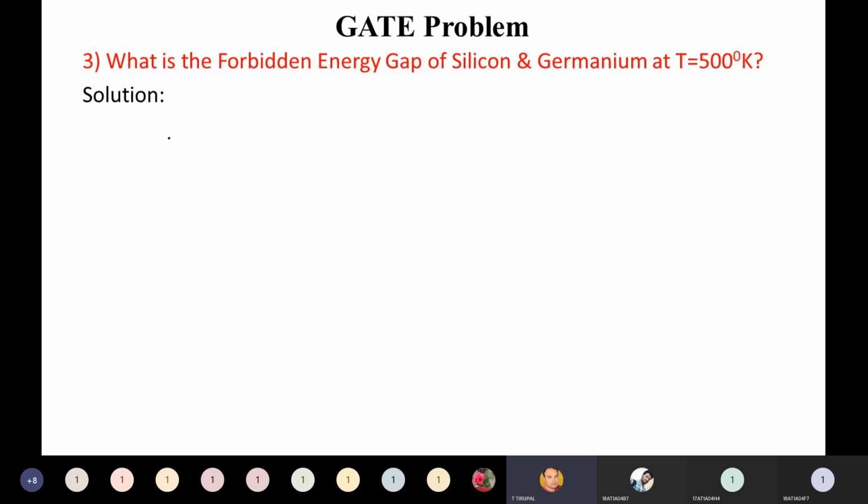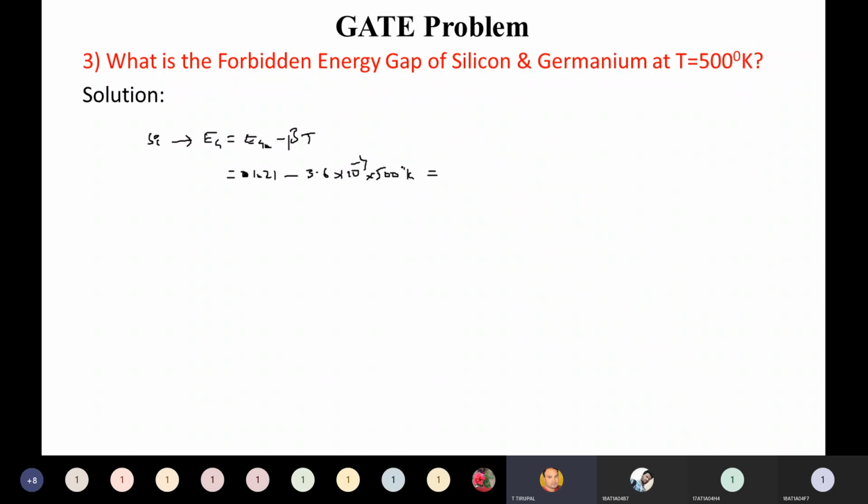What is the answer? How do you do it? At T equal to 500 degrees Kelvin, for silicon and germanium, it has been asked. First for silicon, write the formula: Eg is equal to Eg naught minus beta into capital T. So, what is Eg naught? By default for silicon it is 1.21 minus, what is beta? 3.6 into 10 power minus 4 into capital T. So, what is capital T? Capital T is equal to 500 degrees Kelvin. So, do it. How much answer do you get?